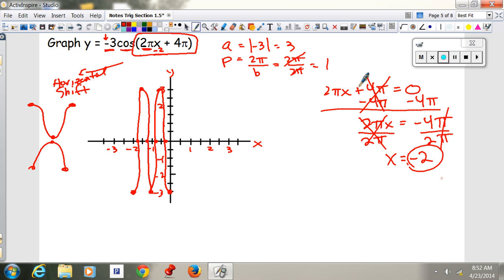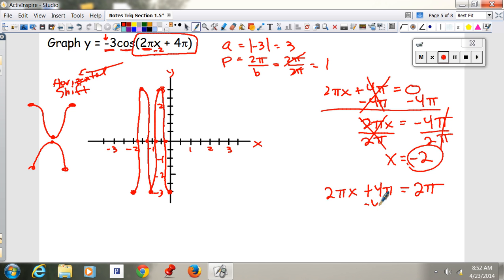So if I was to ask you 2 pi x plus 4 pi, if I was to ask you what would make it equal 2 pi, remember we usually start at 0 and we usually end at 2 pi. What would make this be 2 pi? Where did we end our graph? Where did we end my first curve? At -1. So if I solve this, I bet I get -1.